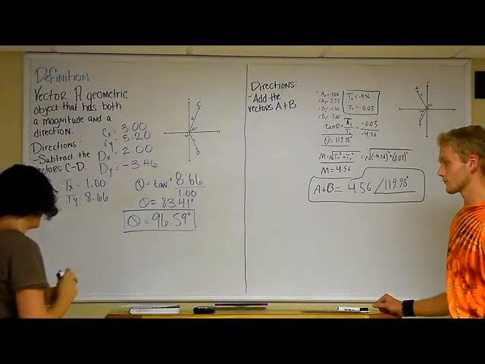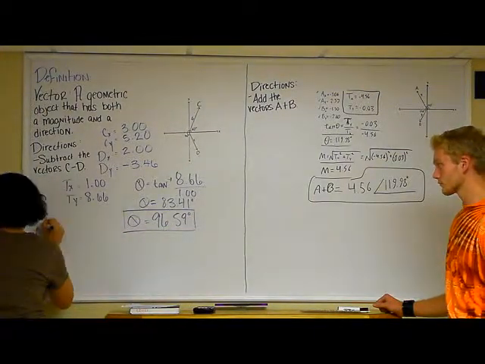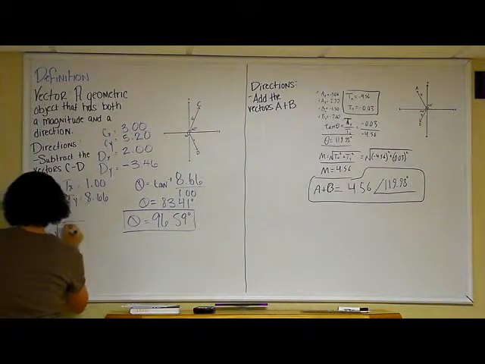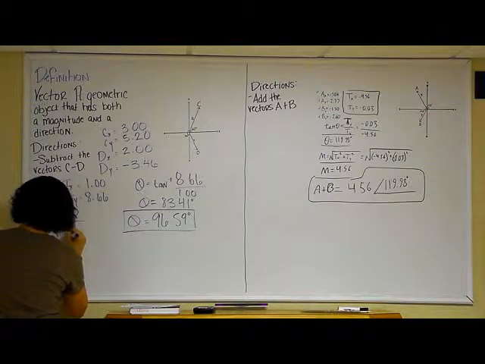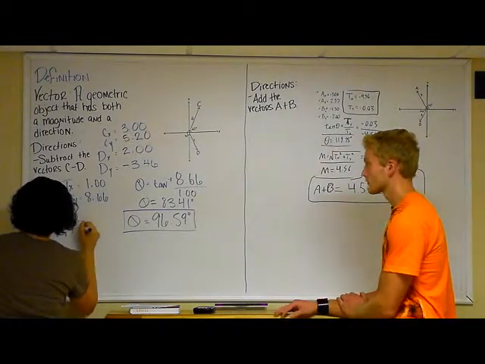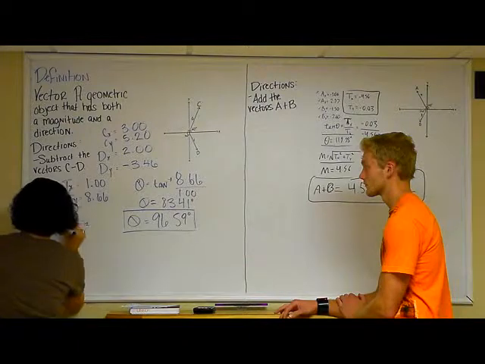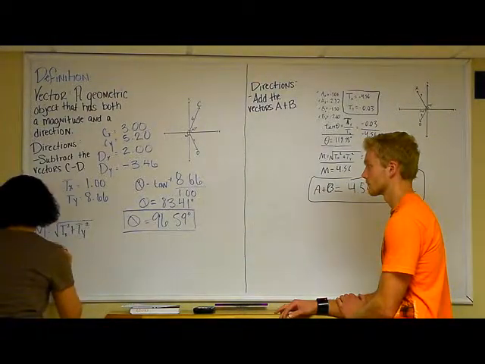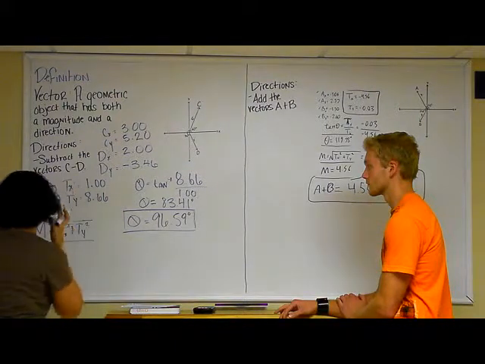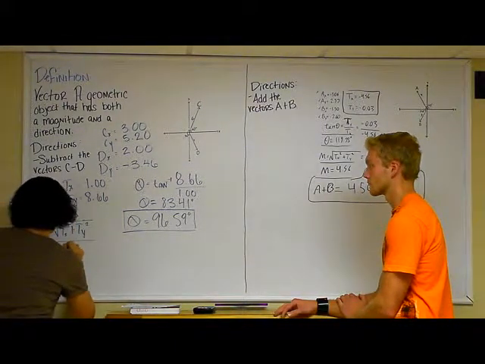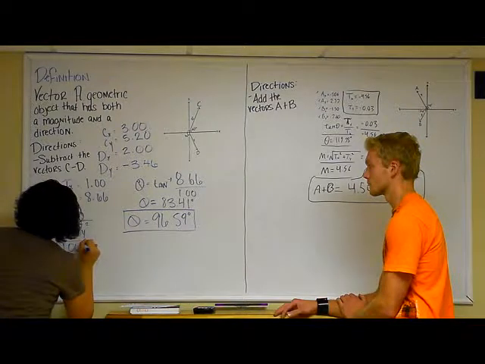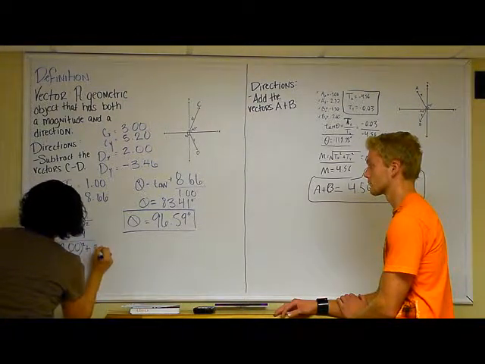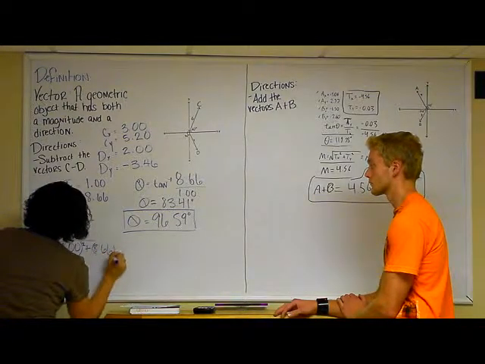And from there, to get the magnitude, magnitude equals the square root of Tx squared plus Ty squared. That would be 1.00 squared plus 8.66 squared.